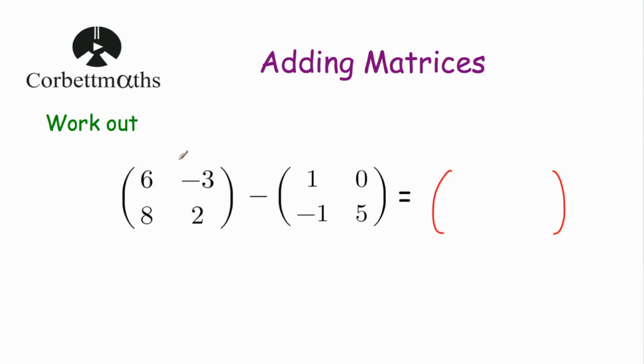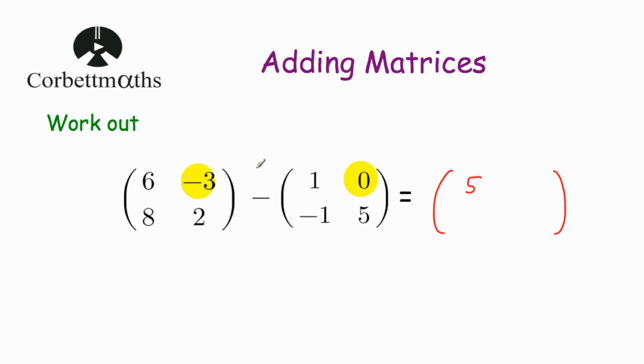So this time, instead of adding the corresponding elements, we're going to take away the corresponding elements. So we're going to do 6 take away 1, and 6 take away 1 would be 5, so that's in the top left. In the top right, we're going to do -3 take away 0, and -3 take away 0 would be -3.